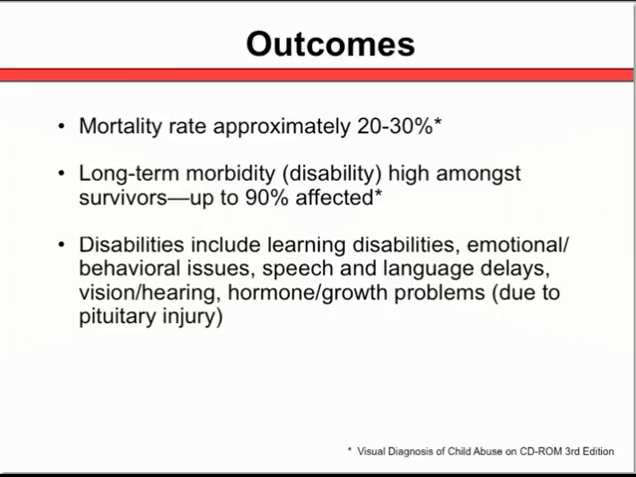Outcomes of abusive head trauma. The mortality rate is approximately 20 to 30%. Roughly a third of these children die. Among those who survive, up to 90% are affected in some way. The disabilities can include learning disabilities, emotional behavioral issues, speech and language delays, vision and hearing problems, and hormone and growth problems due to pituitary injuries.